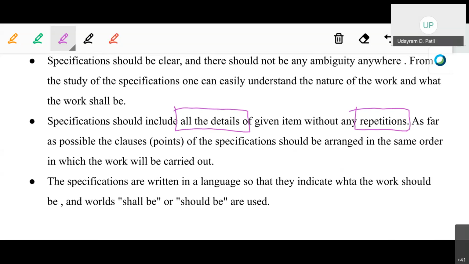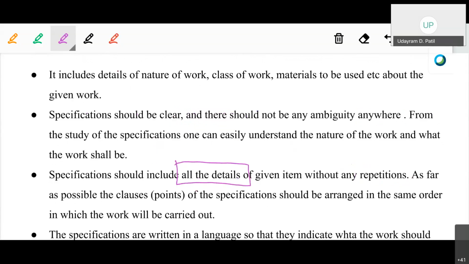Okay, exam मध्ये तुम्हाला direct answer येईल. You write down the specification for the PCC work 1:2:4, or write down the specification for the brickwork in superstructure. So you have to write down all of this particular specification. That particular specification will be graded depending upon this particular point. First, it should be clear. Okay, there will not be confusion.